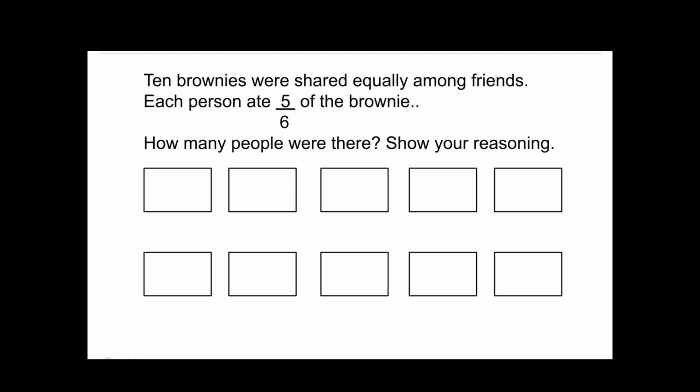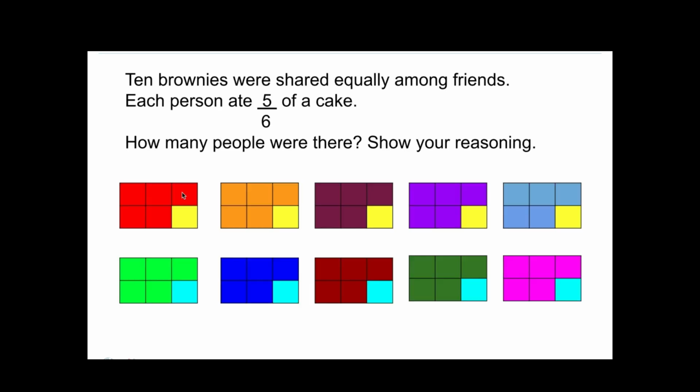Okay, so now that you have figured out your reasoning, here's one way to look at it. If I divide each one of the brownies into 5/6, in other words, divide each one of these into 6 pieces, and then I'm going to color the pieces of the 6, 5 of one color. Here we go. So you can see there's 1, 2, 3, 4, 5. That's one friend. The red friend got 5/6 of the brownie.